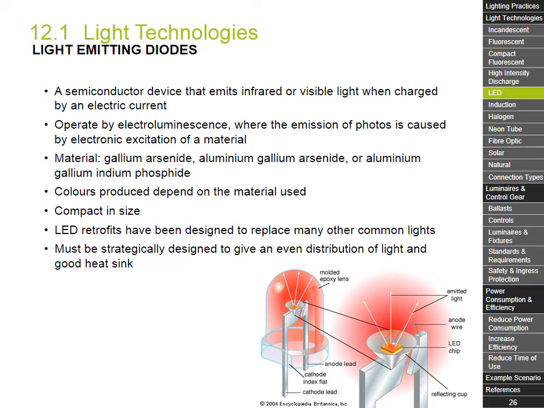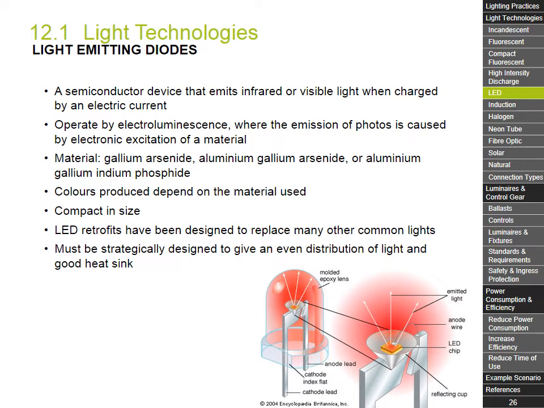For example, red LEDs generally use gallium, aluminium, and arsenide mixtures. Orange and yellow LEDs most often use gallium, aluminium, and either indium or phosphorus, and green and blue LEDs typically use either silicon and carbon or gallium and nitrogen.